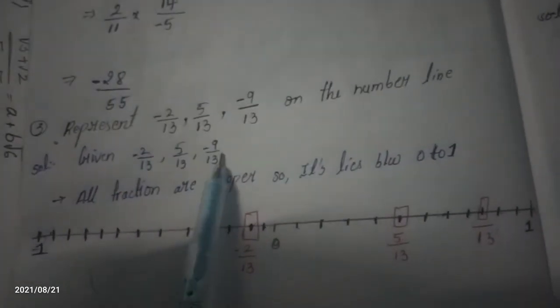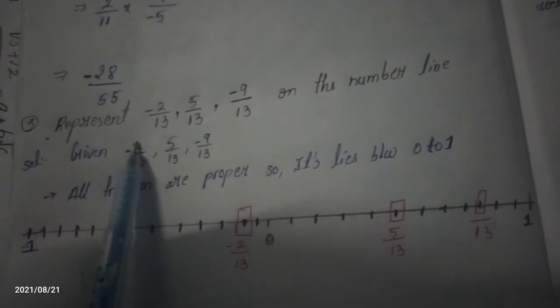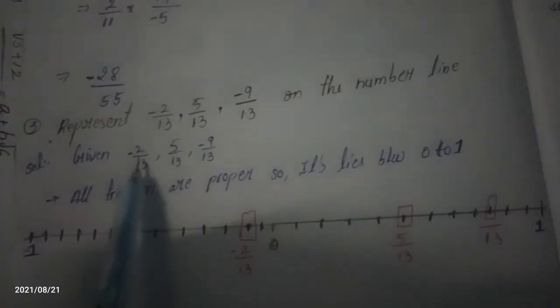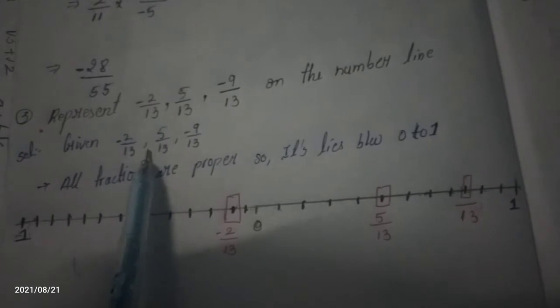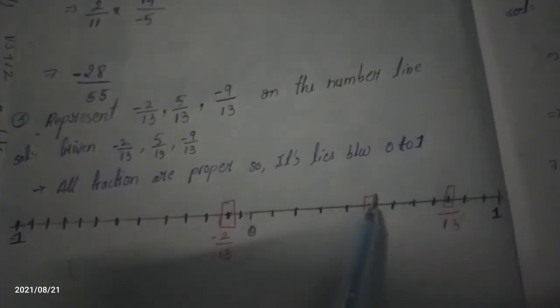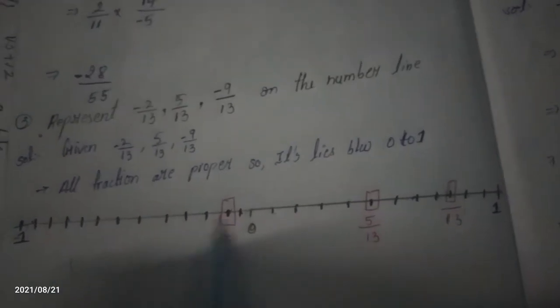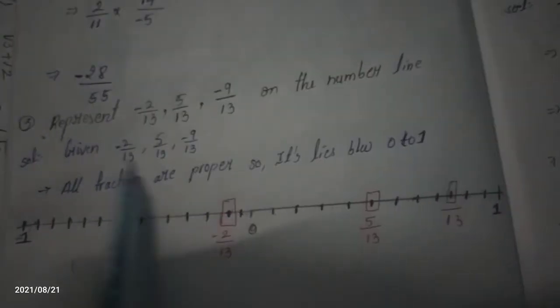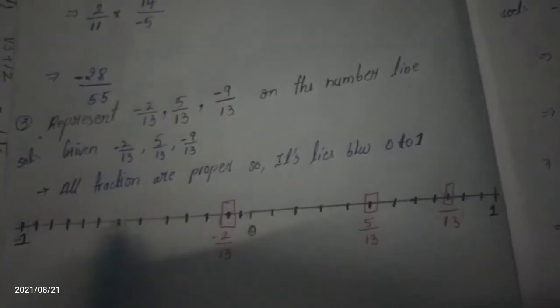All of these are proper fractions, because the numerator is less than the denominator. A proper fraction always lies between 0 and 1. In the number line you have to take only 0, 1, and minus 1. There is no need to write 2, 3, 4, because a proper fraction lies between 0 and 1, and between 0 and minus 1.